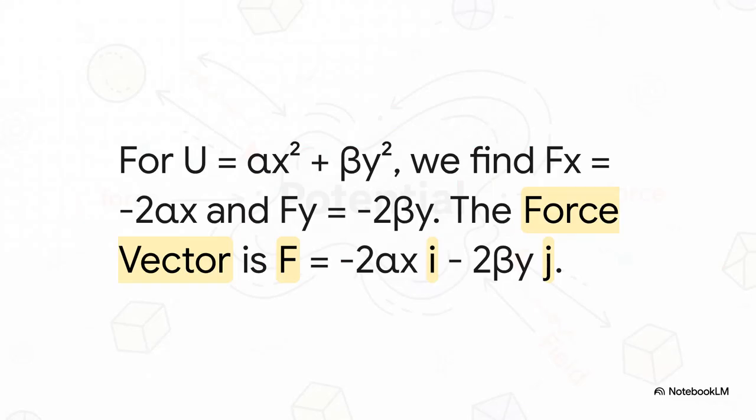So let's actually apply those steps to our problem. When we take the partial derivative with respect to x, that whole beta y squared term is treated like a constant, so poof, it vanishes. We're left with just minus 2 alpha x. Same story for the y component. The alpha x squared term vanishes, leaving us with minus 2 beta y. And there you have it, our force vector. Now we can actually start answering the questions.